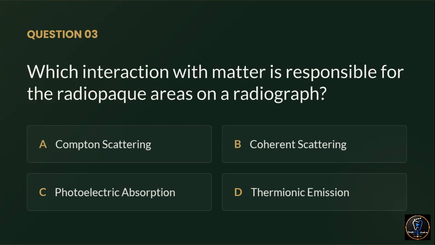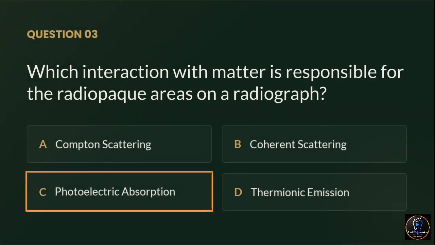Question 3. Which interaction with matter is responsible for the radiopaque areas on a radiograph? The correct answer is photoelectric absorption, where X-ray energy is completely absorbed by the atom.